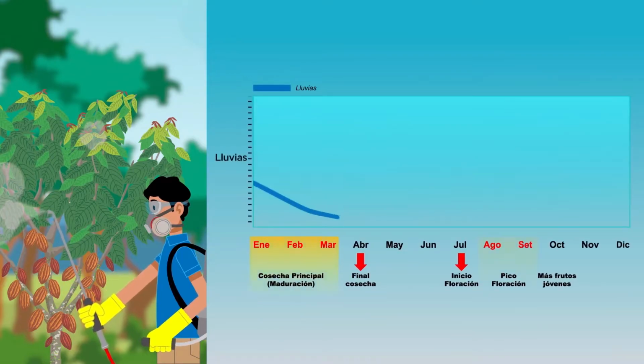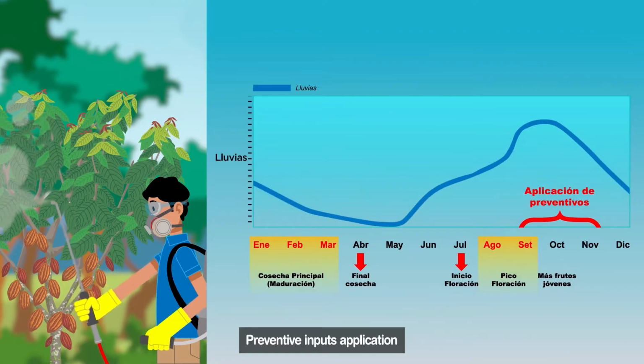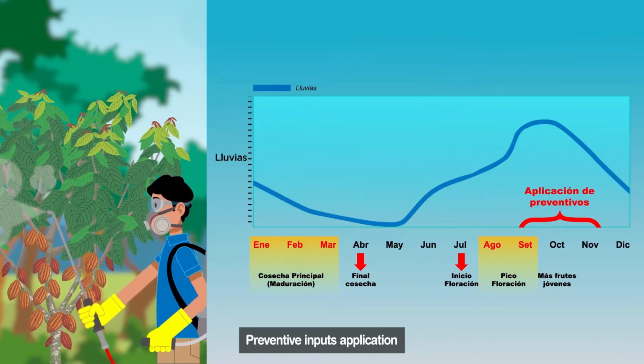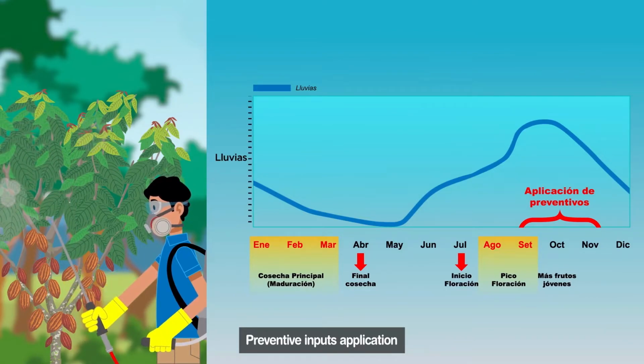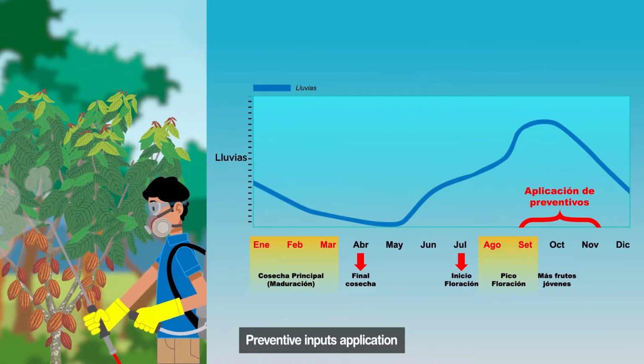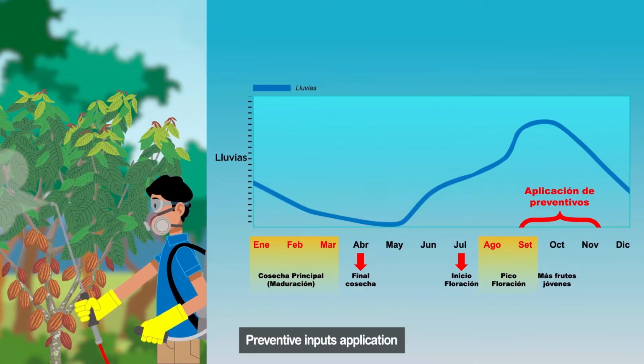If feasible, we recommend to apply preventative inputs to our plants, like a copper-based product or biological agents. These preventative inputs can be applied 1 month after the abundant flowering to protect the growing fruits. If possible, make another application 3 months later.